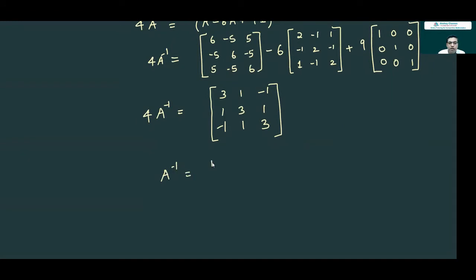as 1 by 4 times this. So you get 3 upon 4, 1 upon 4, minus 1 upon 4, 1 upon 4, 3 upon 4, 1 upon 4, minus 1 upon 4, 1 upon 4, and 3 upon 4. This is A inverse found using Cayley-Hamilton theorem.